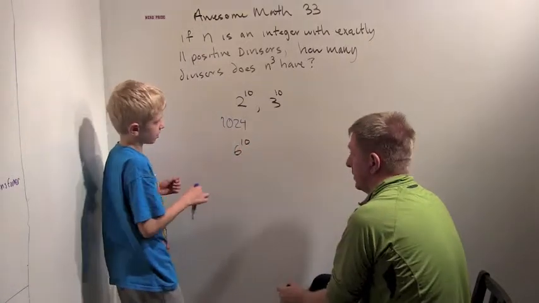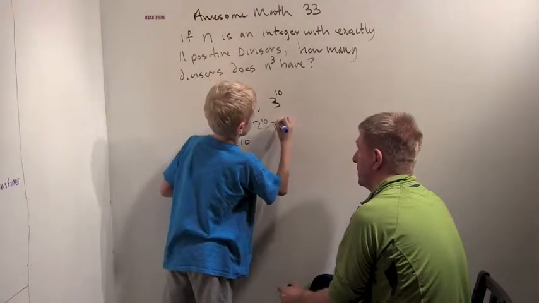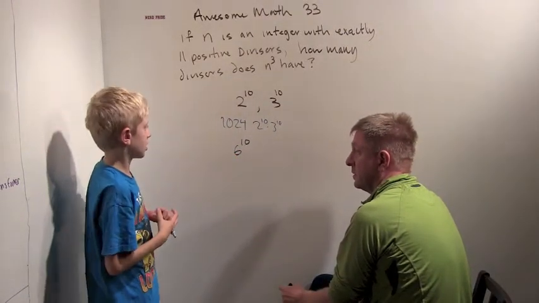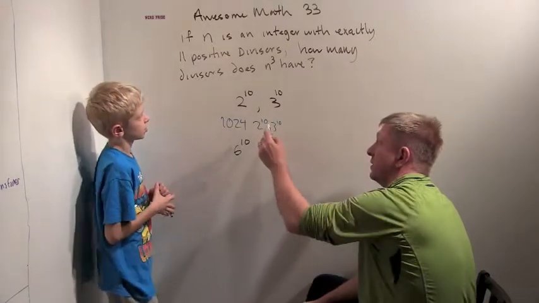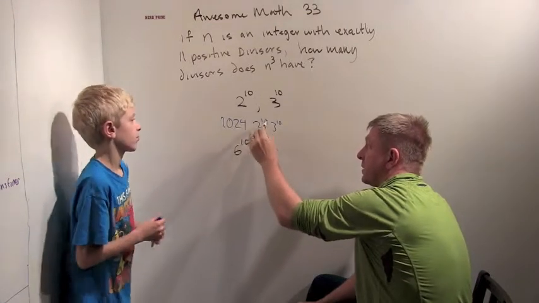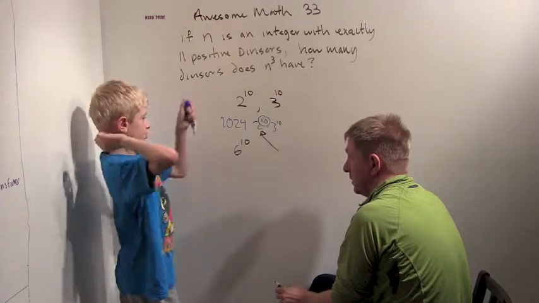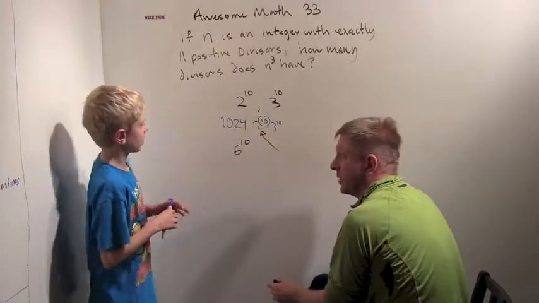Because 6 to the 10th is 2 to the 10th times 3 to the 10th. So how many divisors does that have? It's going to have 121. Ooh, because for each prime, we take the prime power raised by 1, and then we multiply them together. Okay, why do we take the prime power raised by 1 when we're counting the divisors?